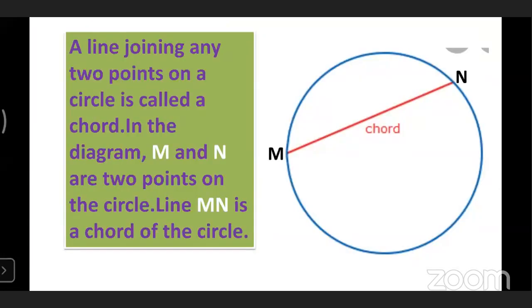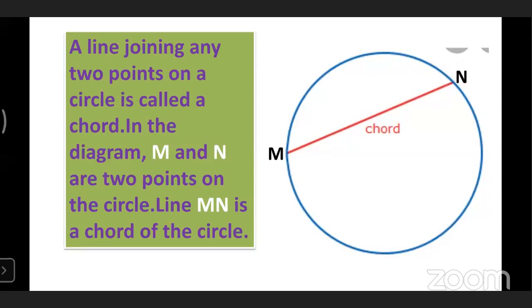Okay, now let's see the next. A line joining any 2 points on a circle is called a chord. In the diagram, M and N are 2 points on the circle. Line MN is a chord of the circle. So MN is a chord of a circle.